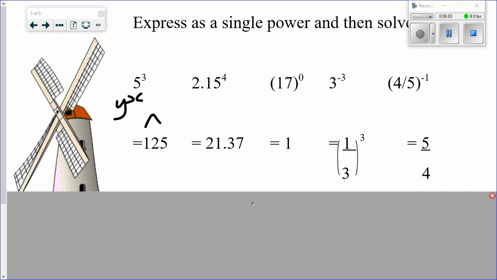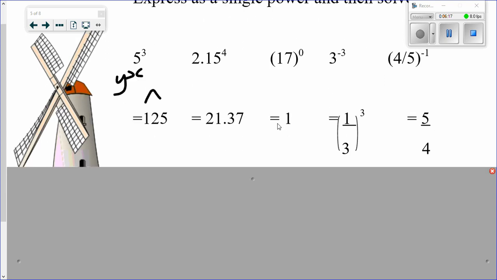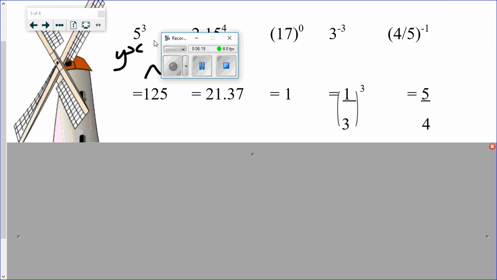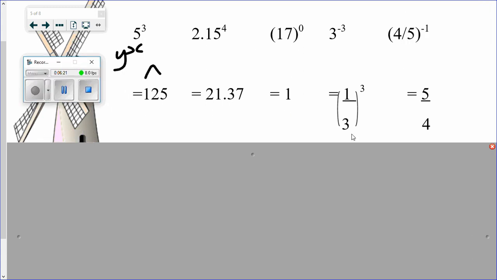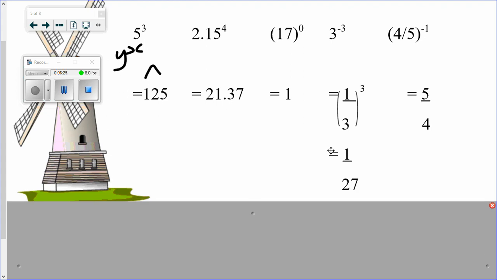So the first two are the same way. If you put into your calculator 17 to the power of 0, it will spit back at you 1. Doesn't matter, it should work. Hopefully you've got that memorized, but if not, that's fine. 3 to the power of -3 becomes 1/3 to the power of 3, and there should be another line, and there it is. 1 to the power of 3 is 1, 3 to the power of 3 is 27.